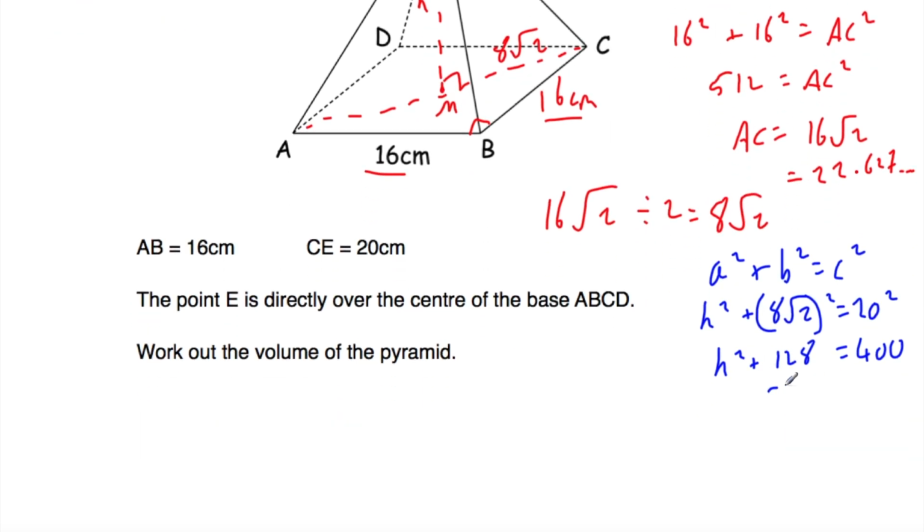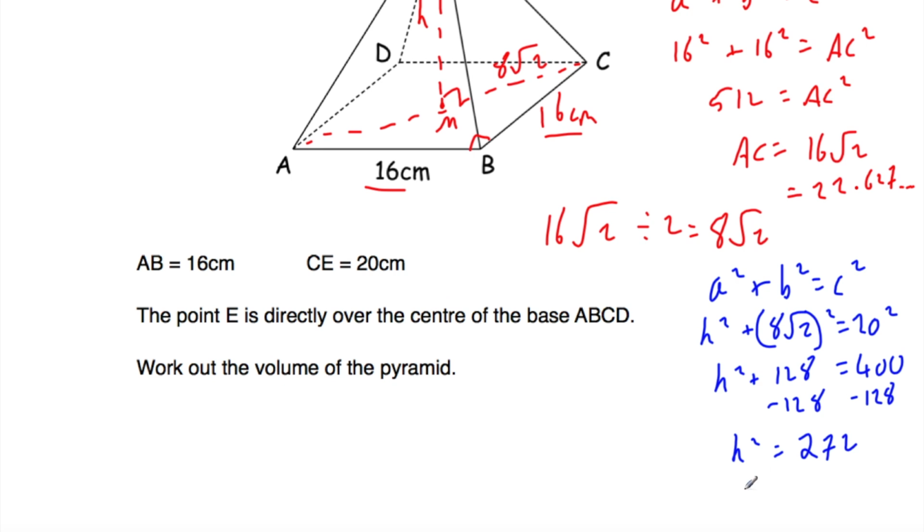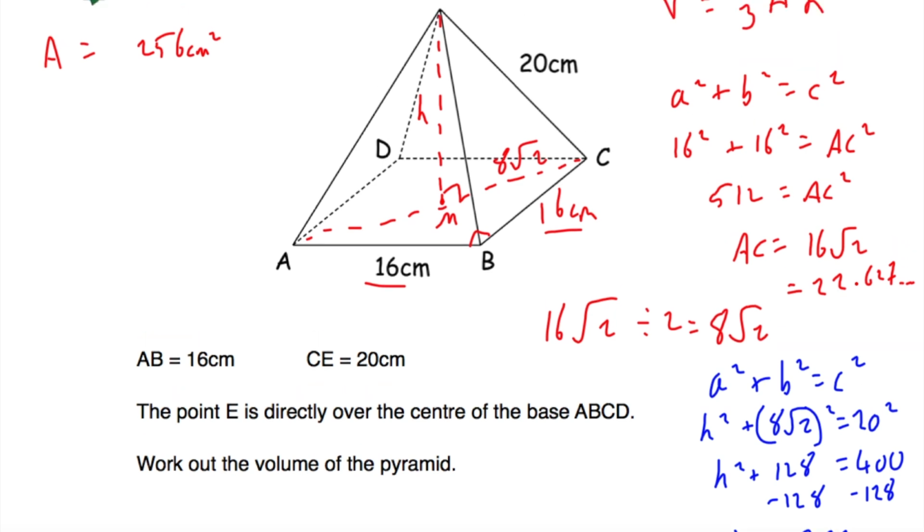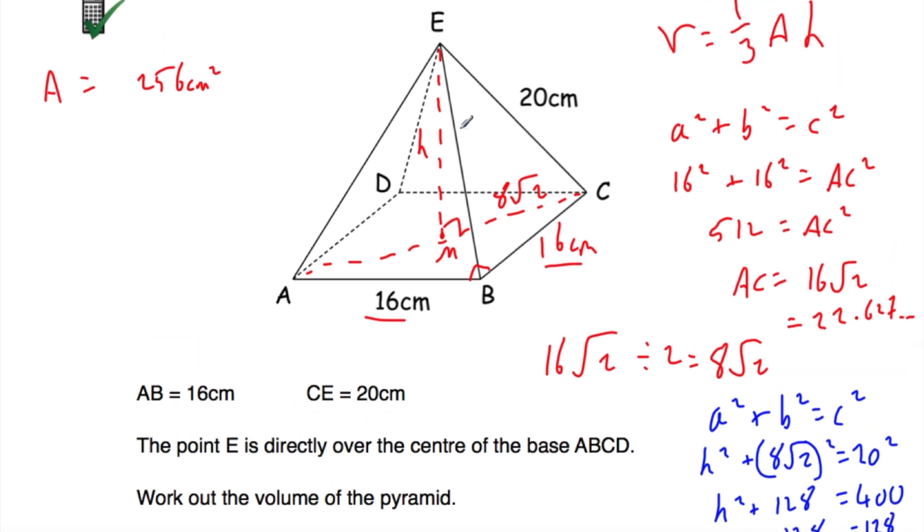Then if we take away 128 from both sides, H squared is equal to 400 take away 128, which is 272. So if we square root, H is equal to the square root of 272, which is 4 root 17, or as a decimal, 16.49, and so on. So H, the height of the pyramid, is 4 root 17, or 16.4924, and so on. Okay, so we've now found the height of the pyramid.